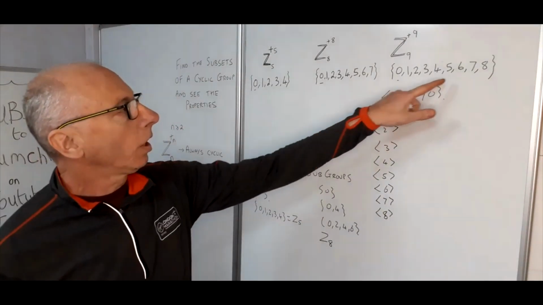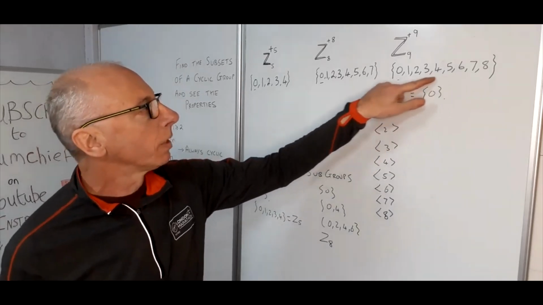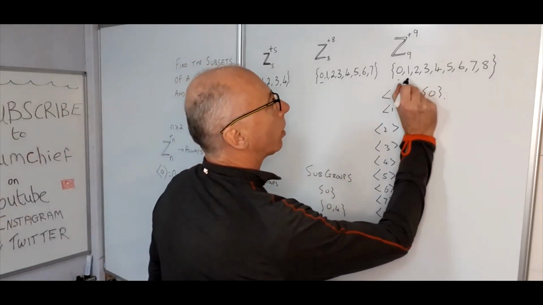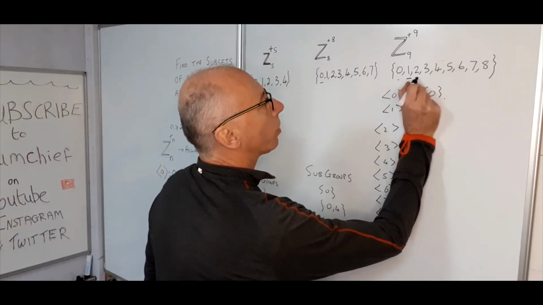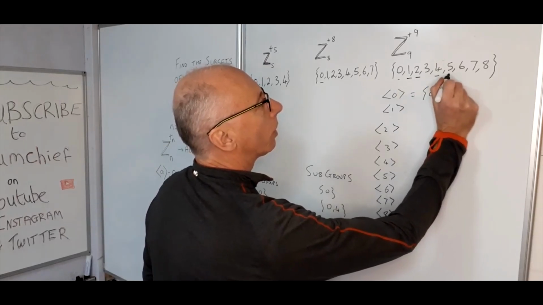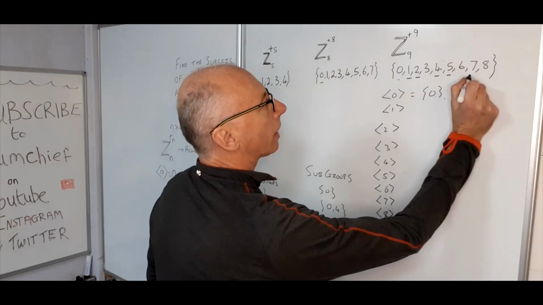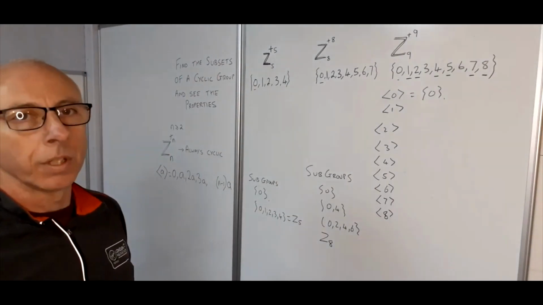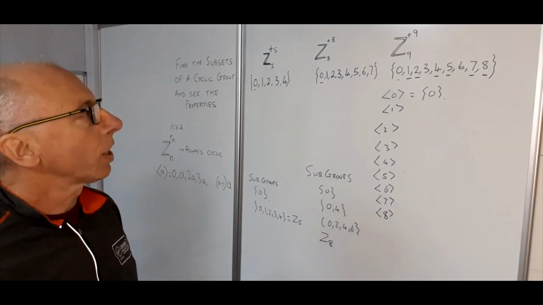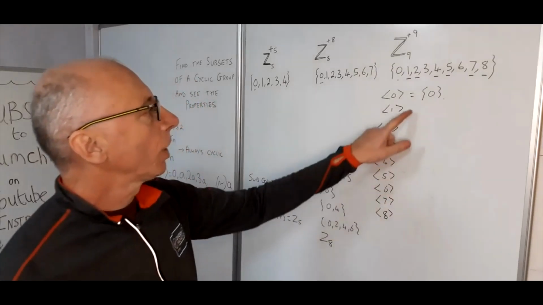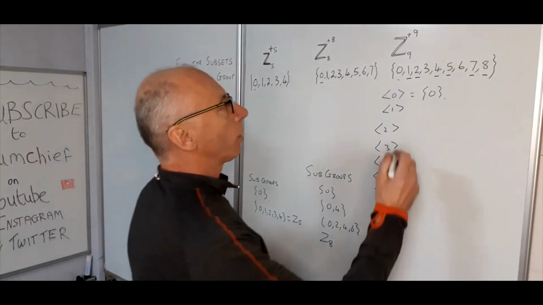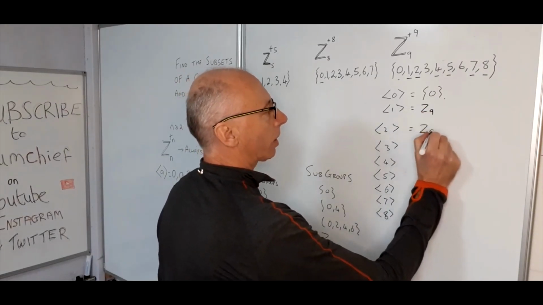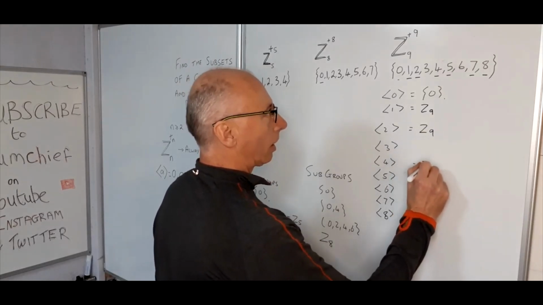So which of these elements here are coprime to 9? Coprime to 9, we'll see 1, 2, 4, 5, 7 and 8. So these are all coprime to 9. So my suggestion is that all of these will generate the group. So all of these are going to generate Z9. So you can check these for yourself.